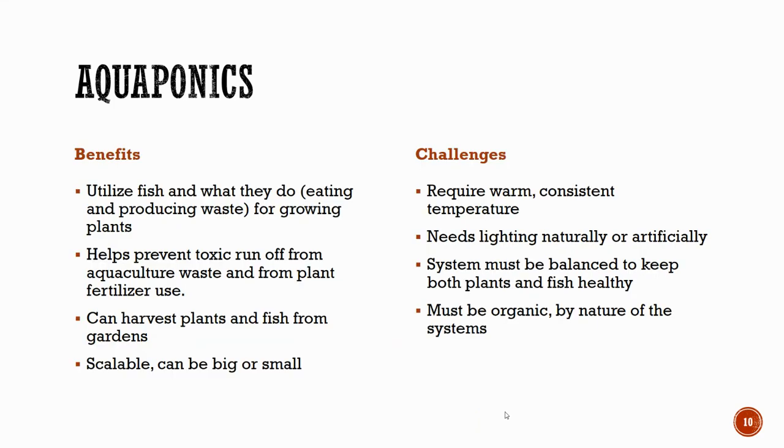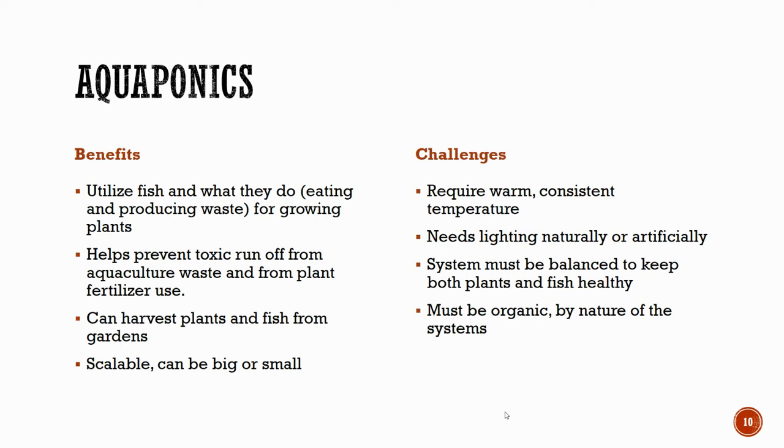The benefits of aquaponics include utilizing fish and the waste that comes from them, being able to have the plants consume some of that waste means that we have less toxic runoff from both aquaculture situations and from plant fertilizer use. In a system like this, you can harvest both plants and fish from the gardens, and it can be scaled up to a rather large facility or scaled down.